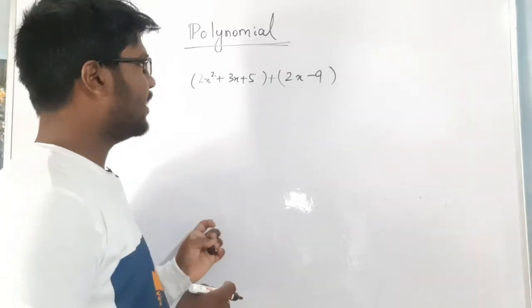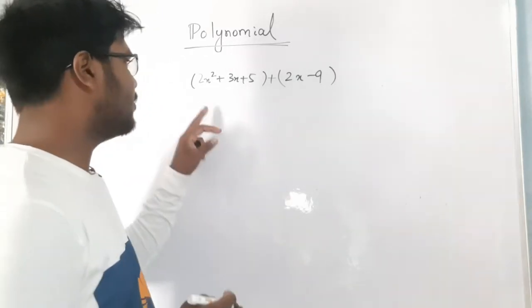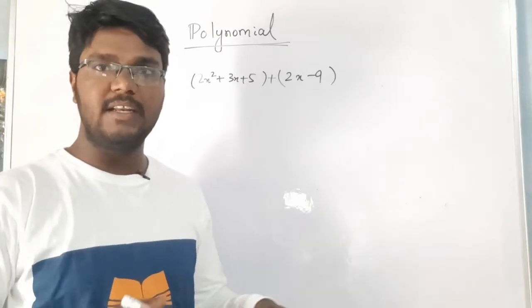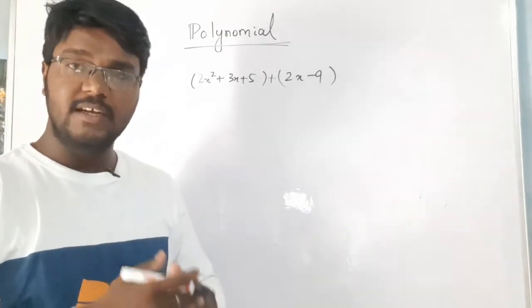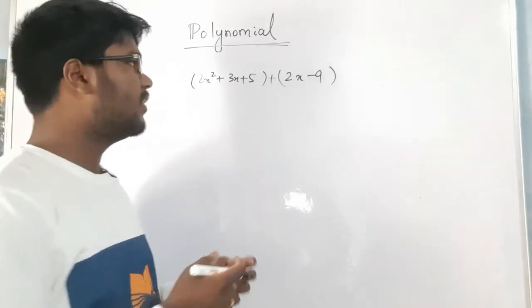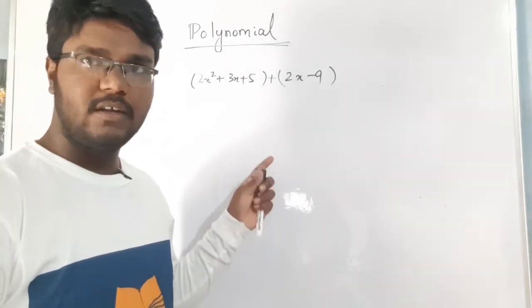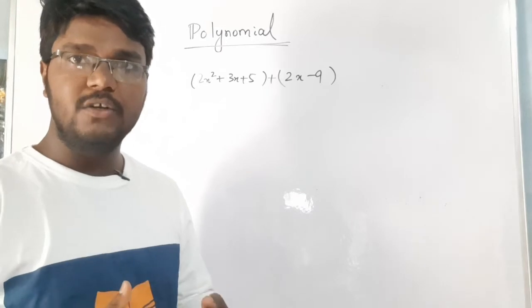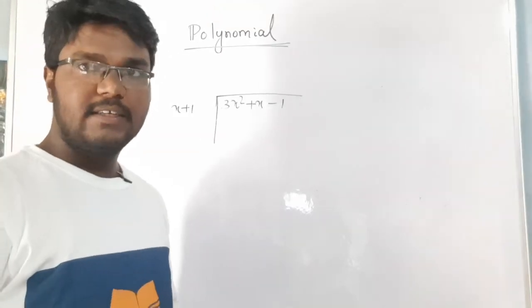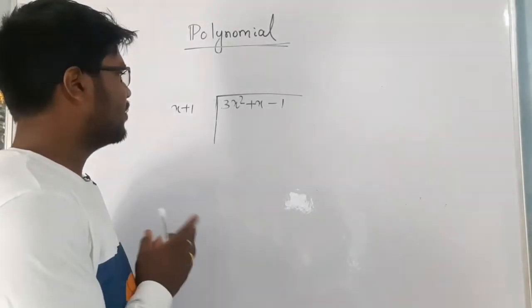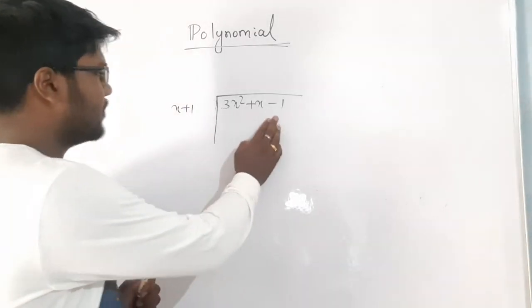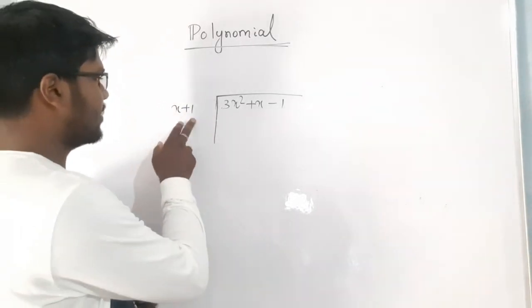Then how can we get its factor? This is a polynomial, this is a polynomial. Similarly, we can take two polynomials and find their factor. That means how we can divide the polynomial. We will see here how we can divide two polynomials. Now we will divide these two polynomials, 3x square plus x minus 1 by x plus 1.